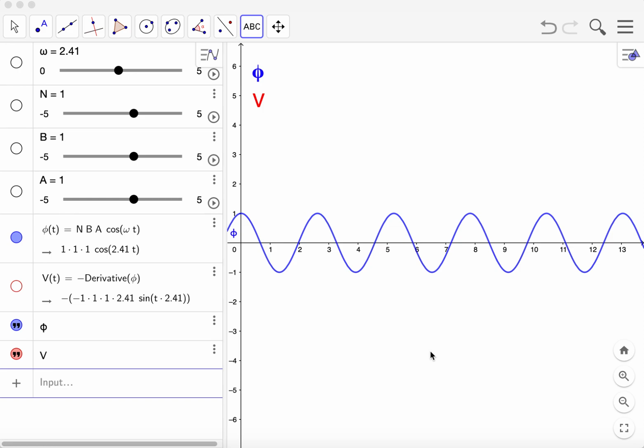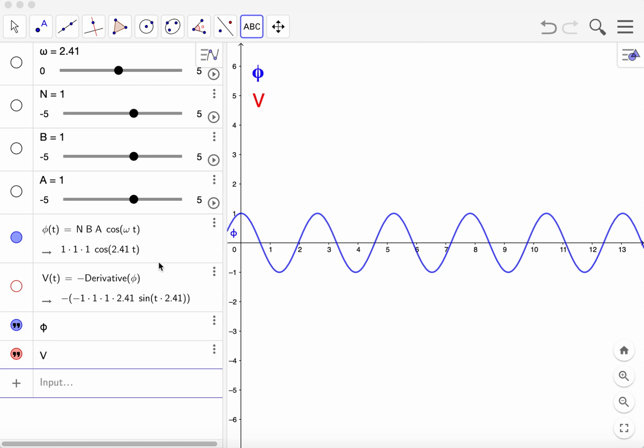Okay, in this video I'm going to try and explain the relationship between magnetic flux and induced EMF in an AC generator. From a previous video I showed you that the graph of magnetic flux against time, when we have a coil rotating in a uniform field, looks like this. It's a cosine function basically. And now let's plot on the graph of induced EMF, V, which is going to be the red graph.